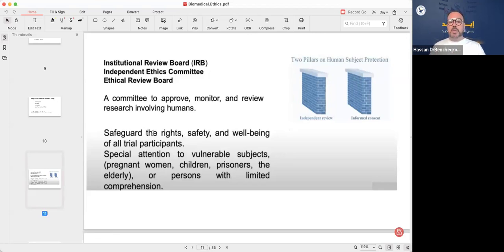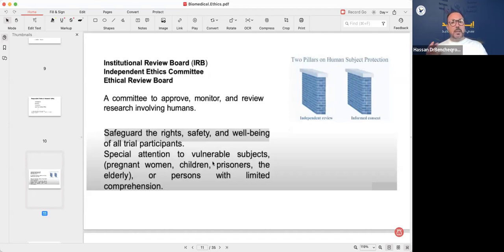ليش؟ To safeguard the rights, the safety, and the well-being of all trials. Those are the pillars of human subject protections. Remember that. The Independent Review Board, the IRB, and the informed consent, المواثقة. So once you have the participants signing an informed consent معناتها خدوا المعلومات كلها بالريسك and benefits.